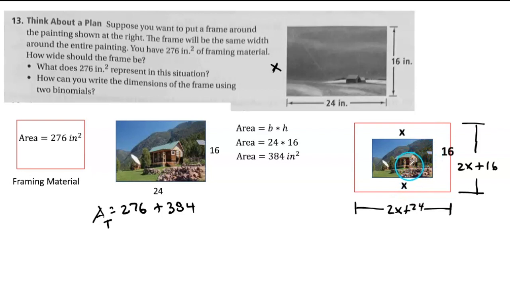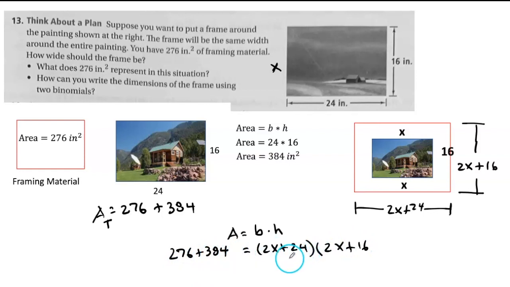So what do I need to do? I have to find the area of my new ensemble. Let's call it like that. My new area is my base times my height, but my new base is 2x plus 24, and my new height is 2x plus 16. And what about the total area? My total area is 276 plus 384. Now I have some kind of equation. This is the difficult part about starting a problem.